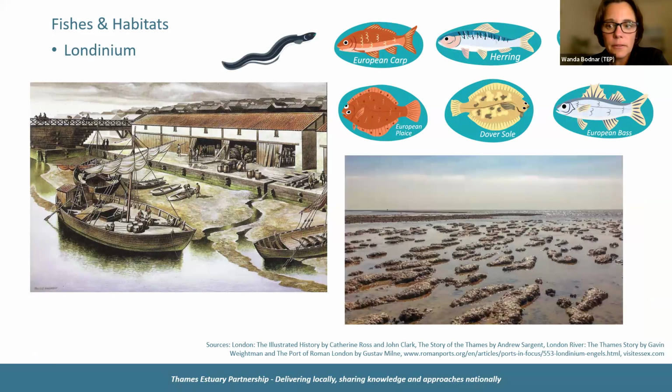Oysters were cultivated along the Kent and Essex coast and brought to Londinium for consumption or for export around the empire. Oysters were not only eaten, but when mixed with honey, they were used to treat sore throat, and in crushed or powdered form, they were also used for teeth cleaning.